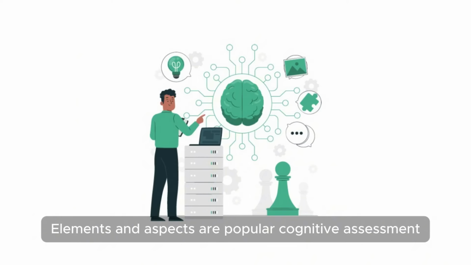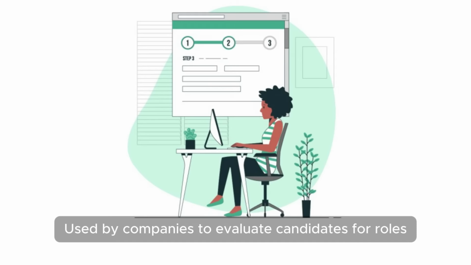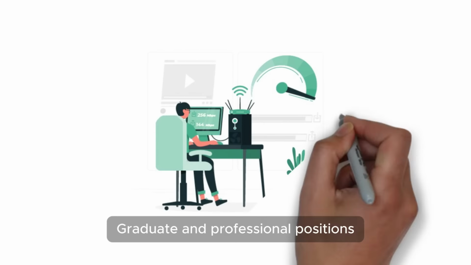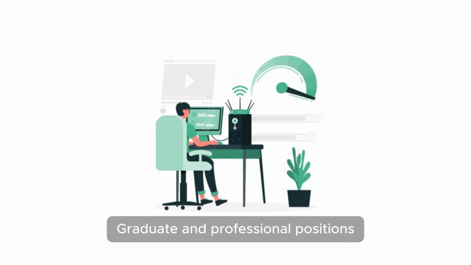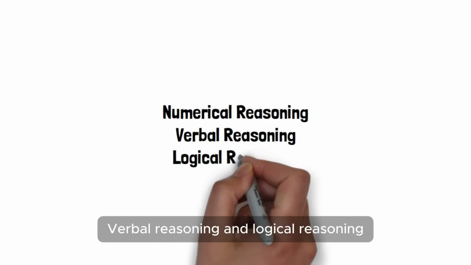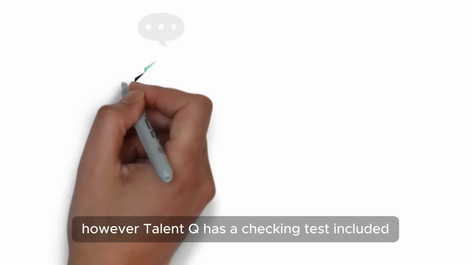Talent Q Elements and Aspects are popular cognitive assessments used by companies to evaluate candidates for roles at various levels, including supervisory, graduate, and professional positions. The test has three main categories: numerical reasoning, verbal reasoning, and logical reasoning. However, Talent Q has a checking test included.